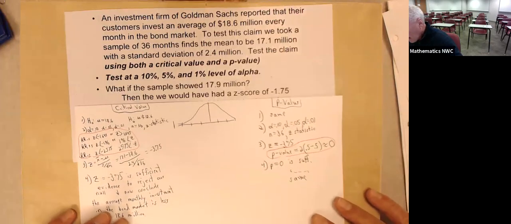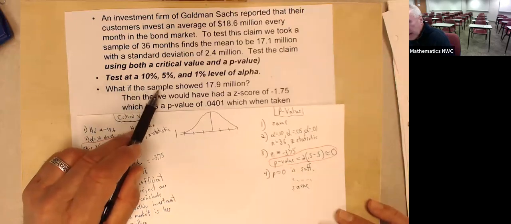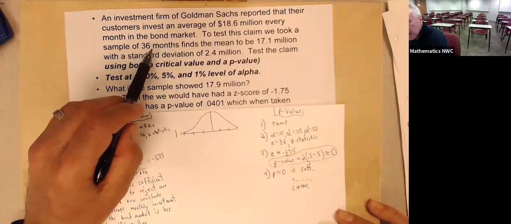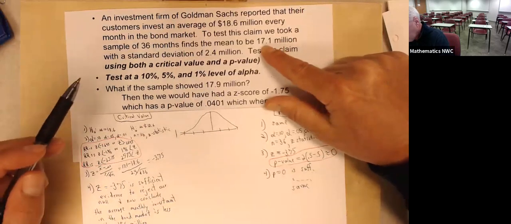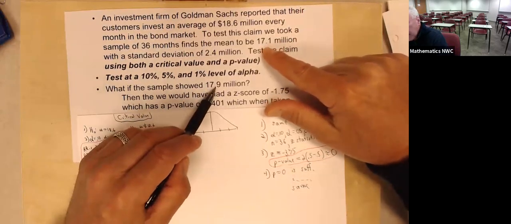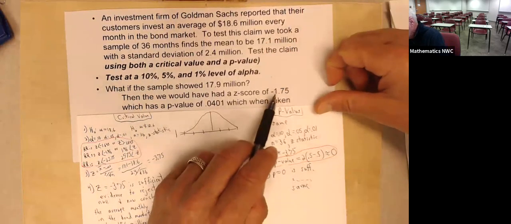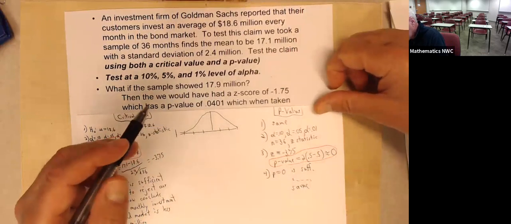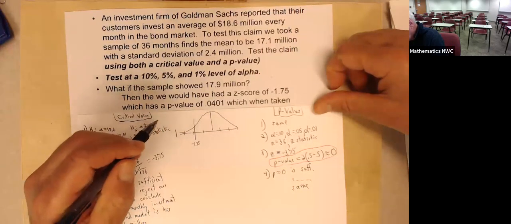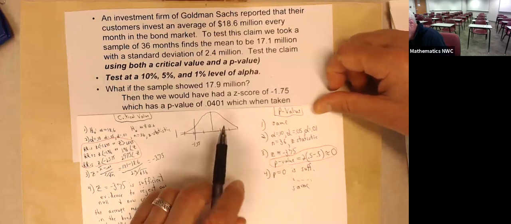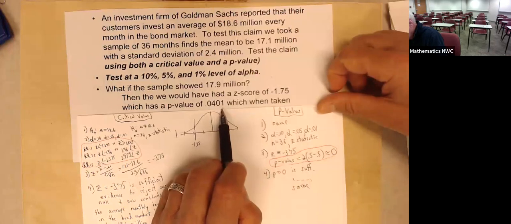Now, one thing I would like to show you once is this. What if this sample, the sample of 36, had been 17.9 instead of 17.1? If it had been 17.9 instead of 17.1, then the z-score would have been a negative 1.75. My line in the sand would have been right here at a negative 1.75, and the p-value would have been 0.04. Rather than 0, it would have given me 0.04.